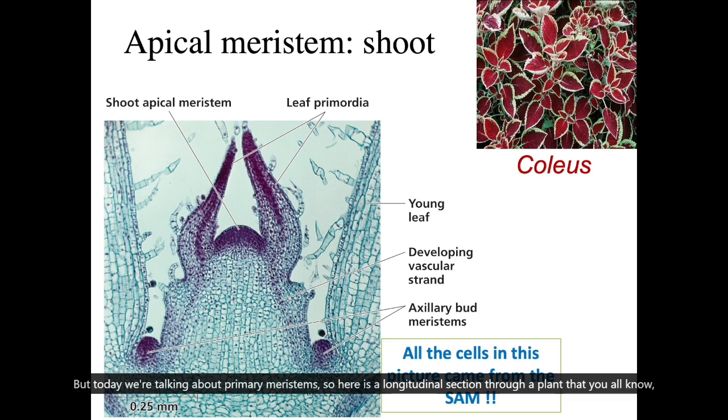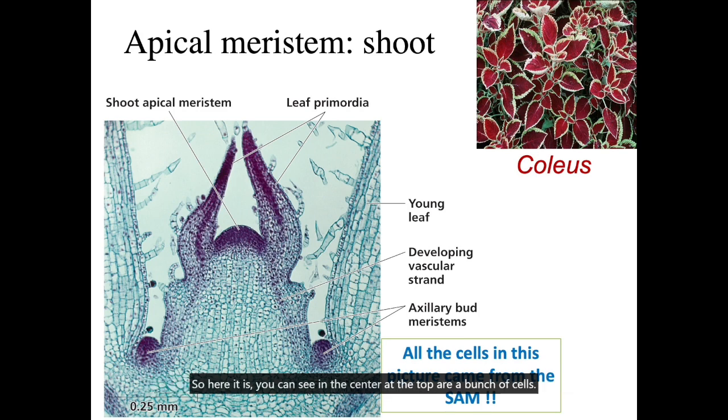So here is a longitudinal section through a plant that you all know. This is Coleus, and Coleus is this plant from the mint family that has these variegated leaves and all sorts of neat colors. And if you take a shoot of a Coleus and make a longitudinal section, that's right down through from top to bottom, right through the apex of one of the shoots, you can look at this under a microscope with some stains and see the apical meristem.